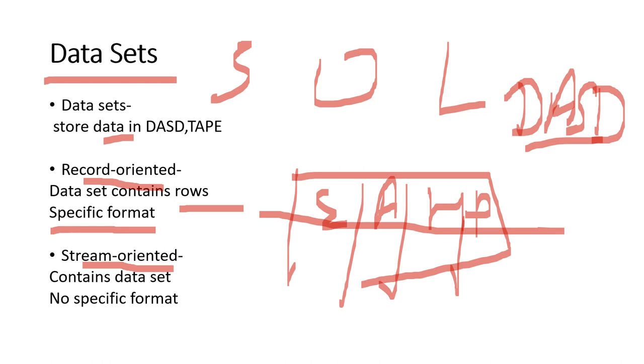Next is stream oriented. Stream oriented has no specific format. Let's take one example. A program like DB2 might group the bytes of the dataset into pages, and a page is not fixed. Here, for example, it is a 4K page.